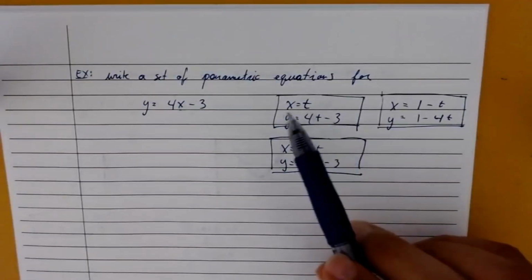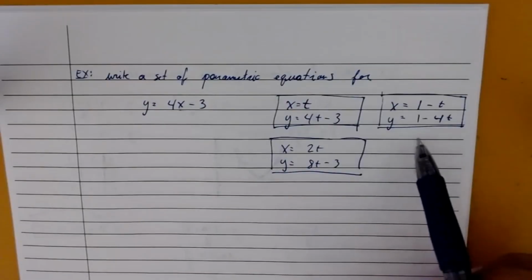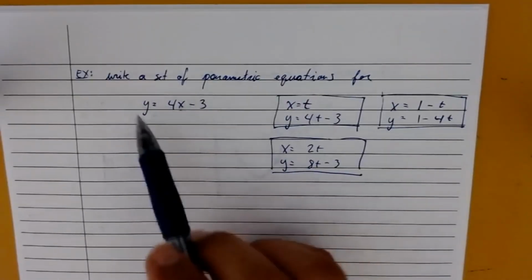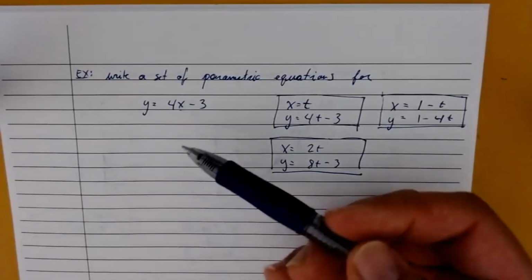I could use different values for x and find different parameterizations. If you graph all of these, they will all have the same path. They will all give you the same curve or line. What will change is going to be the orientation.